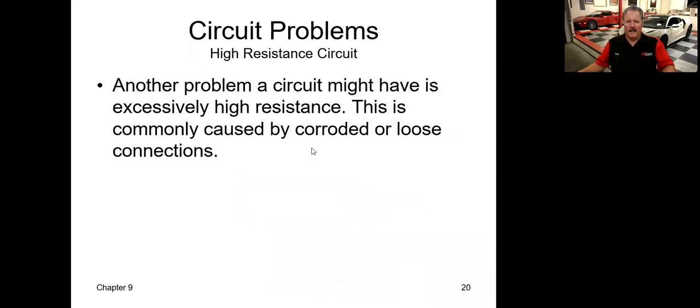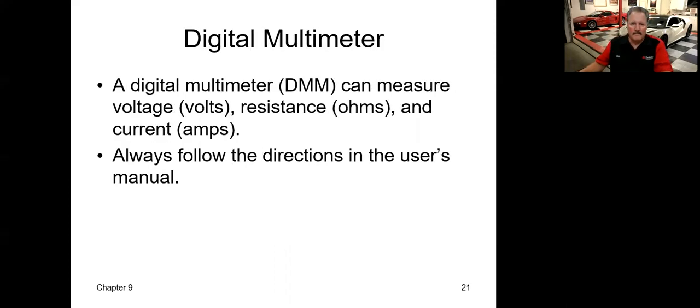Another problem a circuit might have is excessive high resistance. This is commonly caused by a corroded or loose connection. It could be corrosion in a light bulb socket. There could be a lot of corrosion there that causes high resistance, and the bulb will actually be dim or much dimmer than it should normally be.